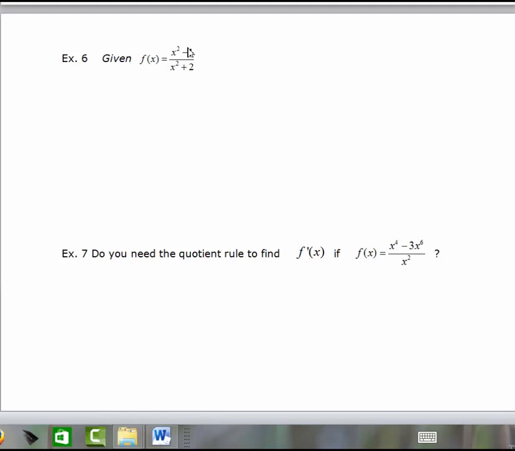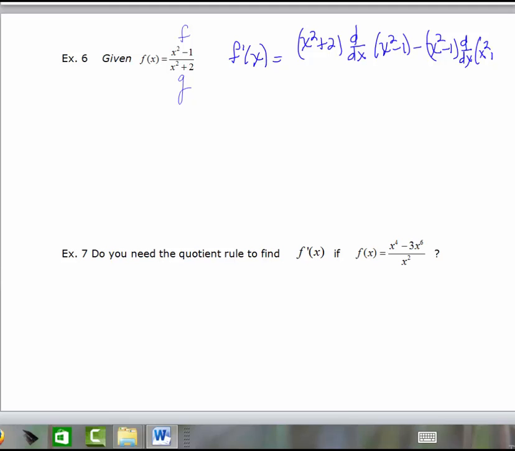So let's get down and apply this. Even though this is an f of x equals, we'll let the numerator be f and the denominator be g. So f prime of x is going to equal the bottom times the derivative of the top, minus the top times the derivative of the bottom, all over the bottom squared.